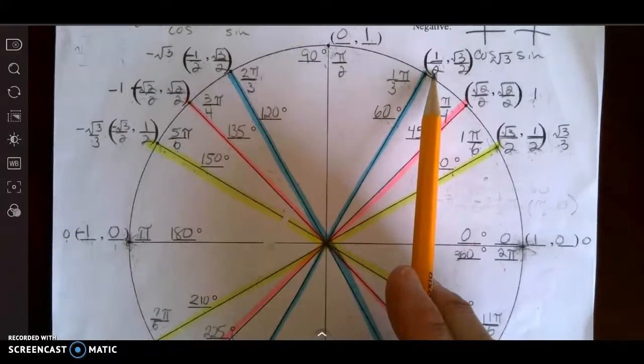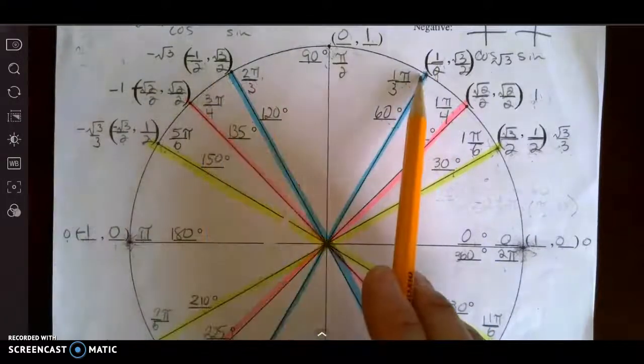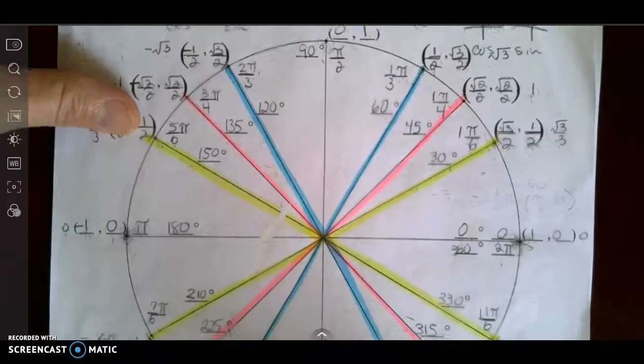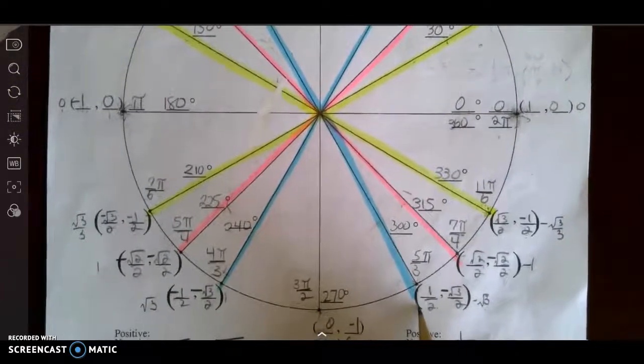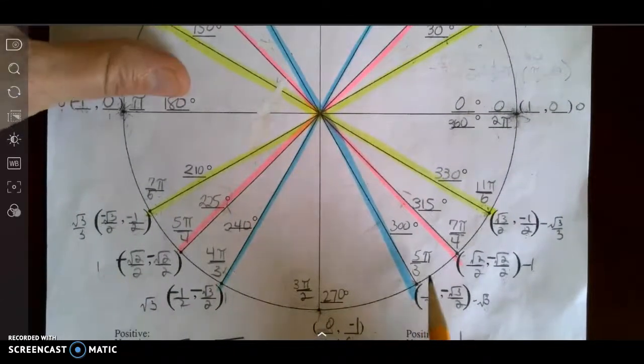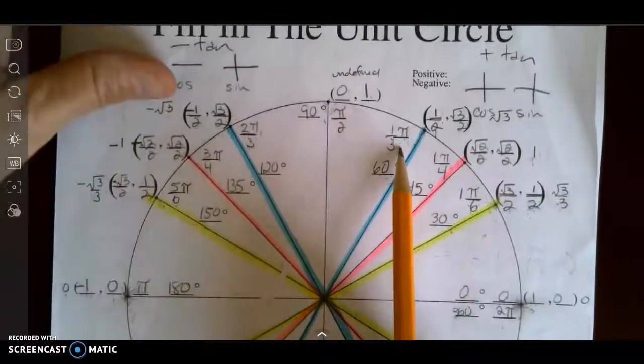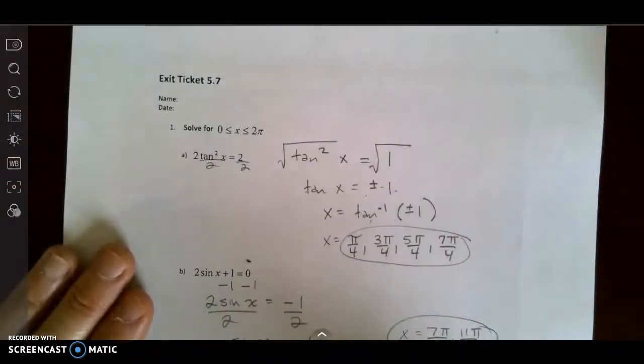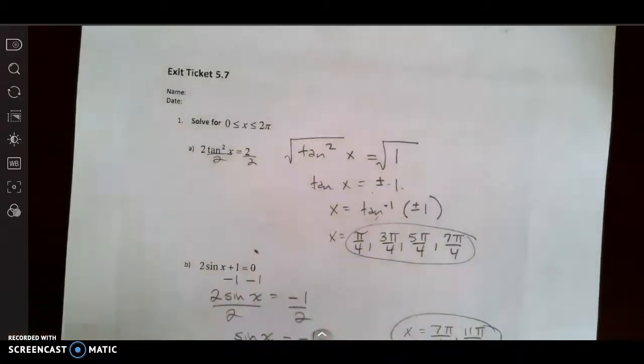Over here it's negative 1/2. The cosine is always positive in the first and fourth quadrant, so I come down here and look at that, positive 1/2. So 5 pi over 3 and 1 pi over 3. So x equals pi over 3 and 5 pi over 3. Those are two of my answers for letter C.